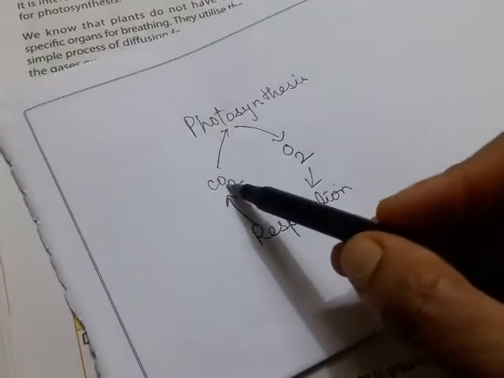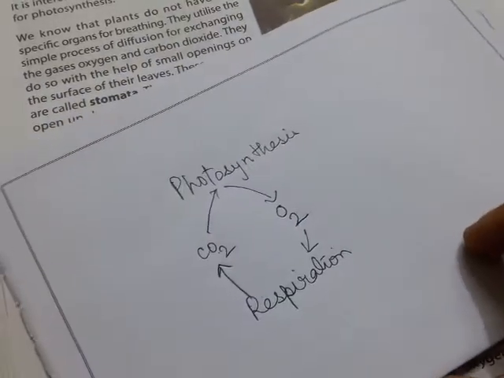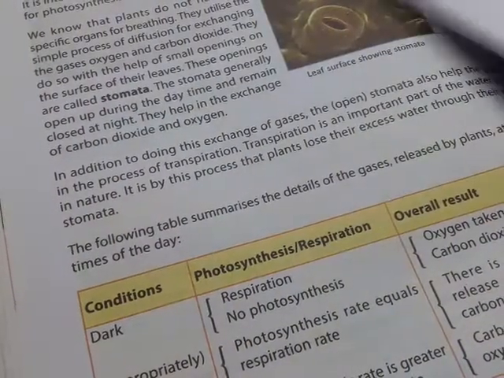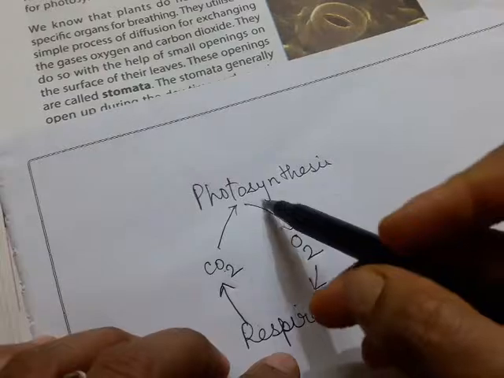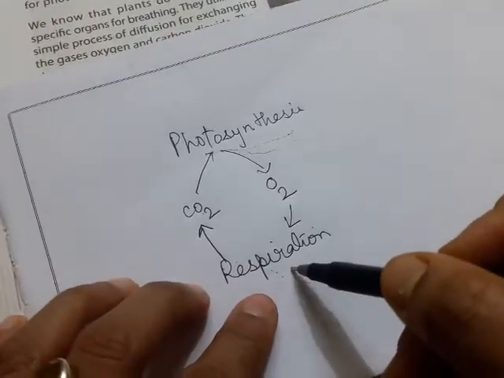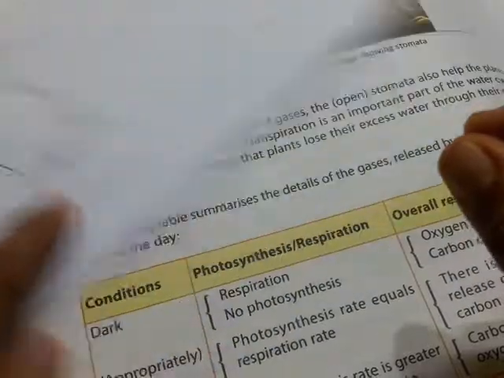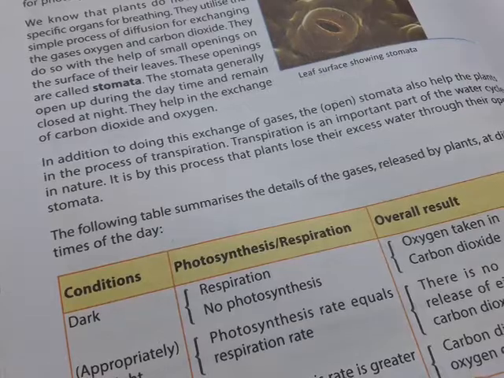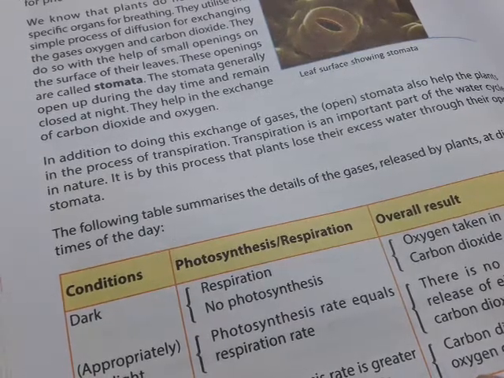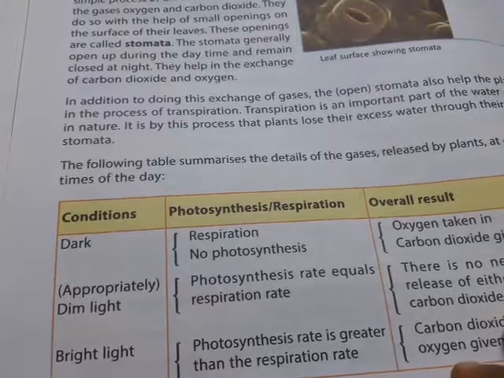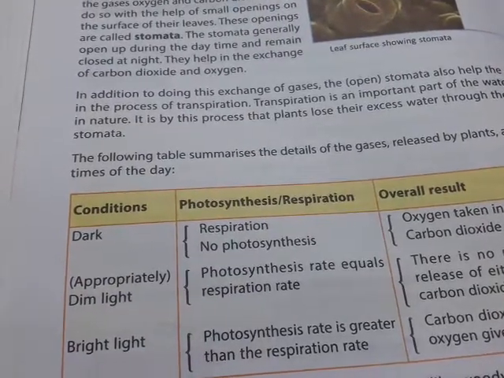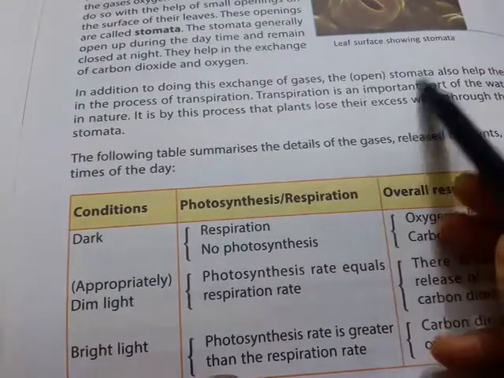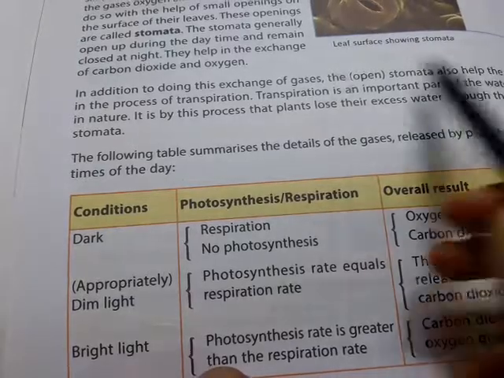So during daytime, both carbon dioxide and oxygen are to be taken in, and both carbon dioxide and oxygen are to be given out. So the stomata are open during the daytime. But at night there is no photosynthesis, only respiration takes place. So they are closed at night. They do only a little respiration, not photosynthesis.